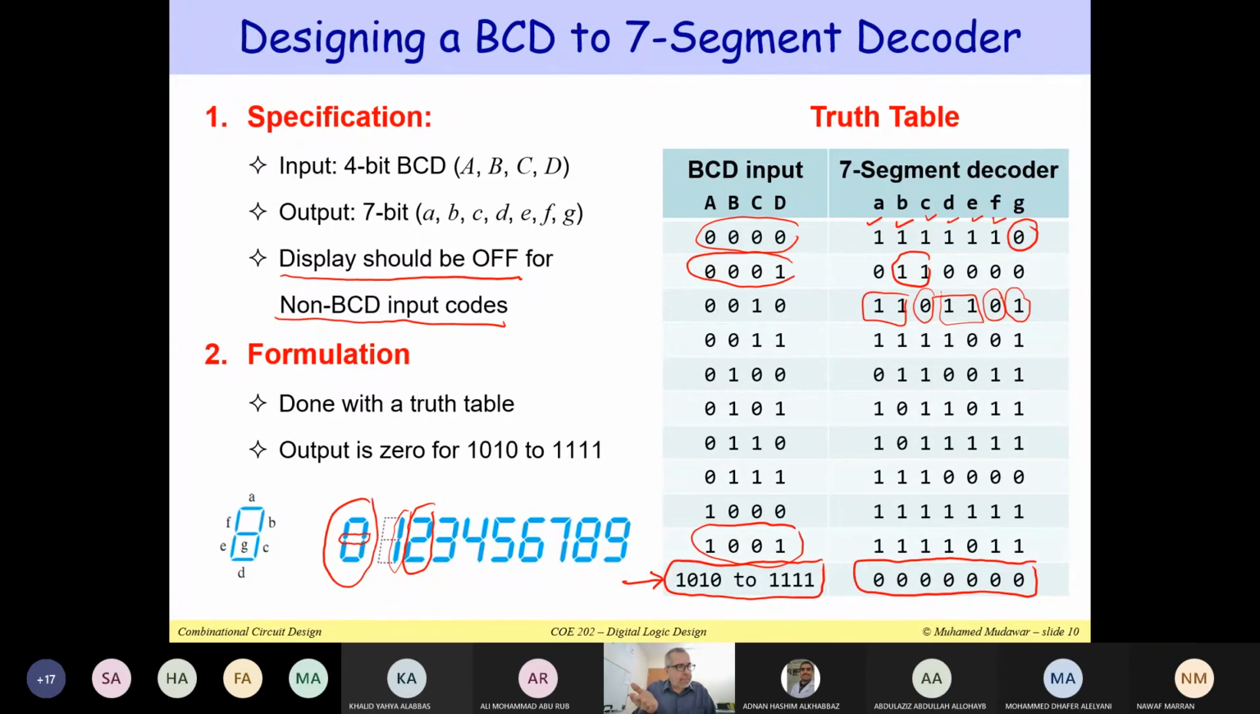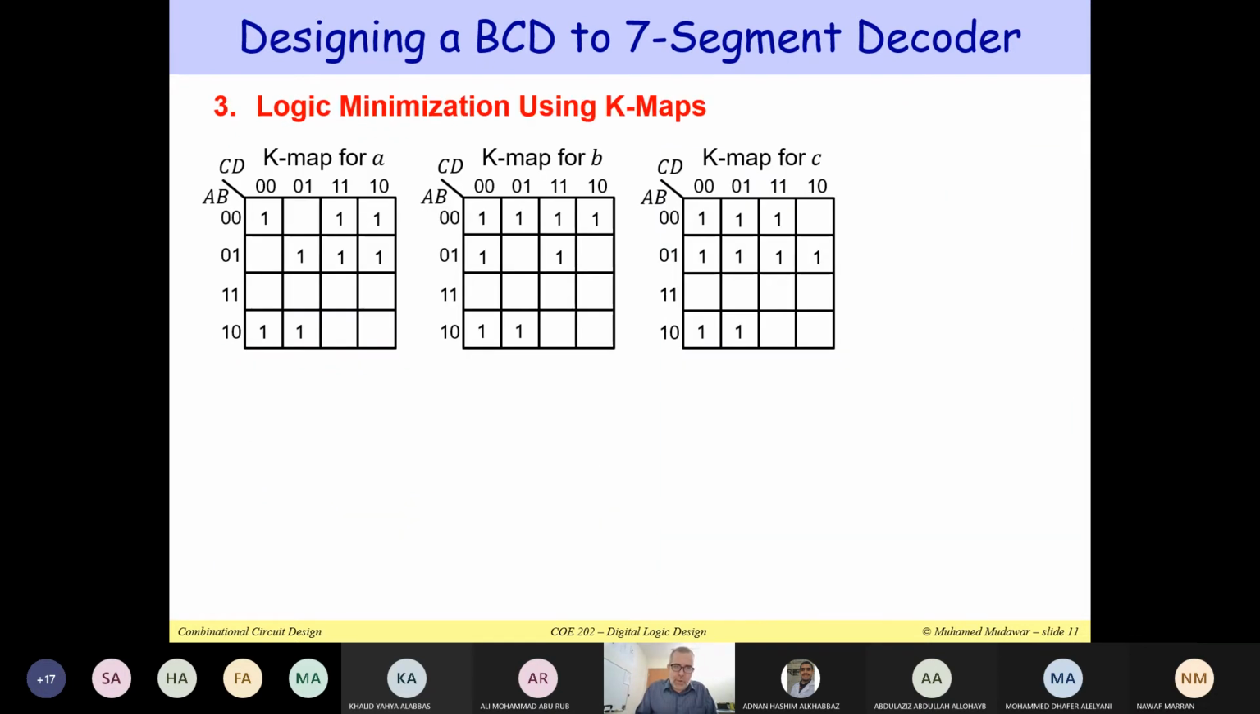So how many Carnot maps do I need? You need one for each output, A, B, C, D, up to 7. So we have 7 outputs. Each output is a function of the 4 inputs. So for this reason, we need 7 Carnot maps from this truth table. So let us do this. I'm going to draw the first 3 Carnot maps. This is for outputs A, B, and C. These are the first 3 outputs.